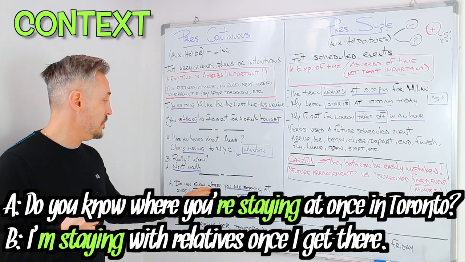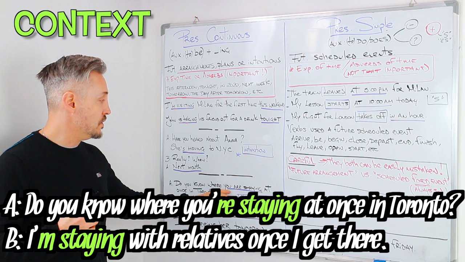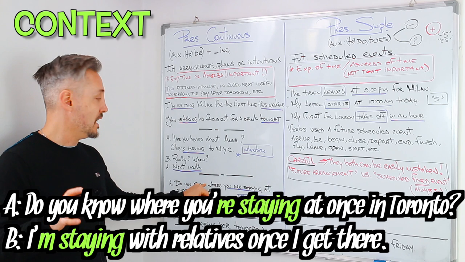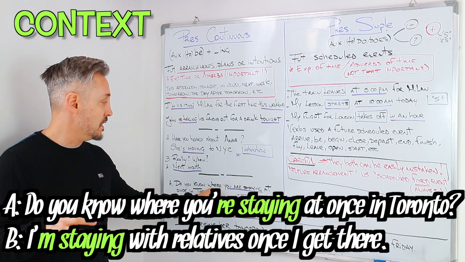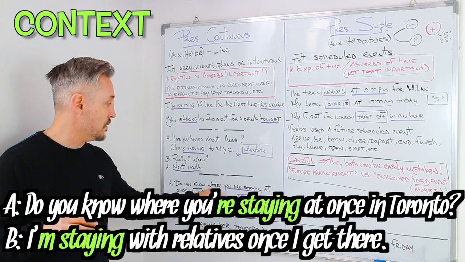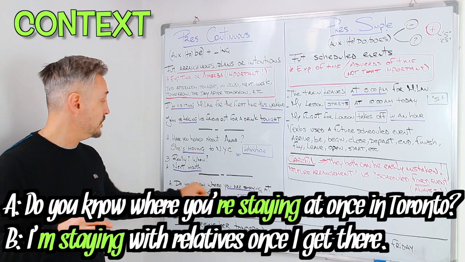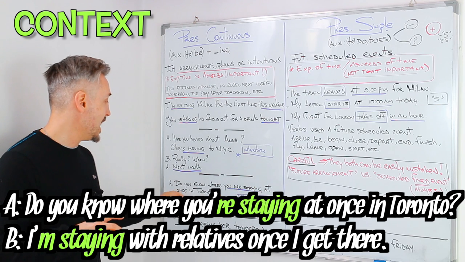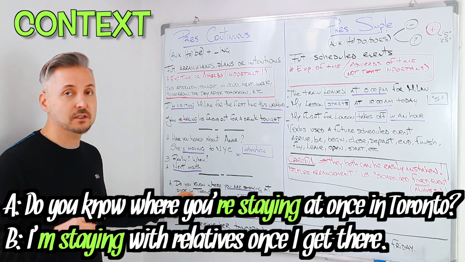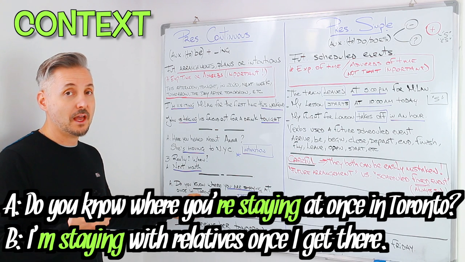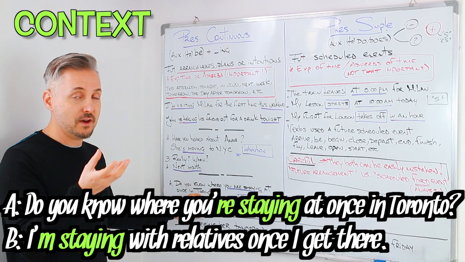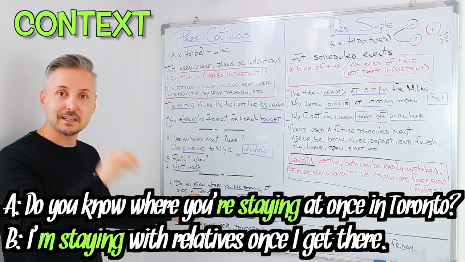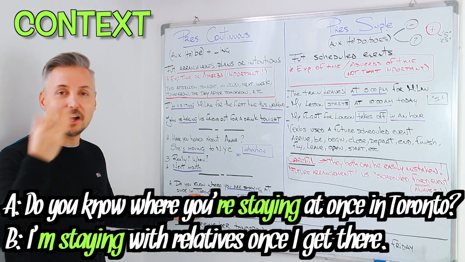Okay, so do you know where you're staying at, you're staying, so this is not a question right there. This is part of a question, but it's not the question. So, do you know is the question. Do you know where you're staying at once in Toronto. Once in Toronto could be the future indicator, right? Because if I'm talking to that person right now, that means that person is with you, right? So it's not in Toronto.